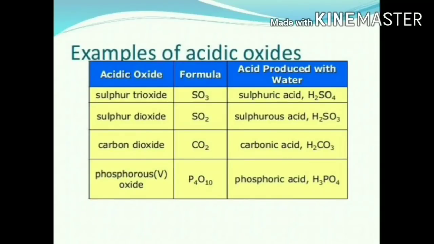Sulfur trioxide, when dissolved in water, forms sulfuric acid. Carbon dioxide, when dissolved in water, forms carbonic acid. And phosphorus oxide, when dissolved in water, forms phosphoric acid. So please don't forget that acidic oxides are formed from non-metals and they behave as acids when they react with bases to form salt and water.